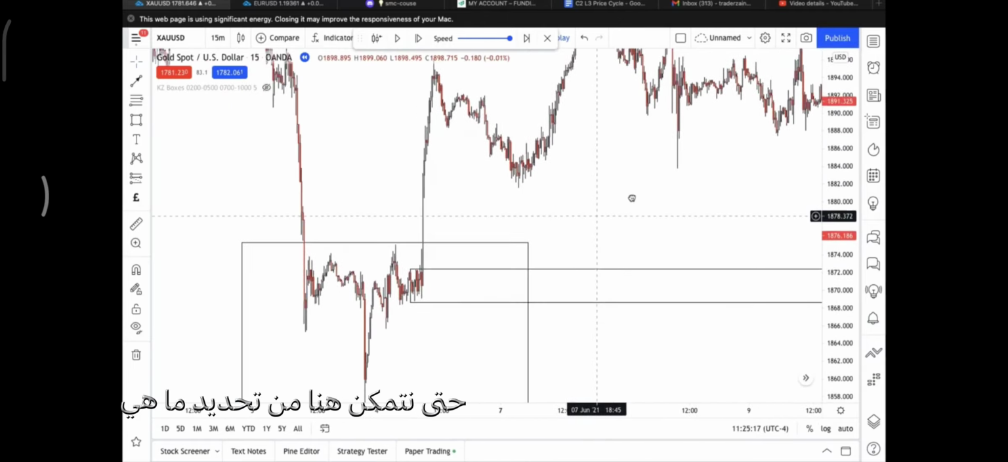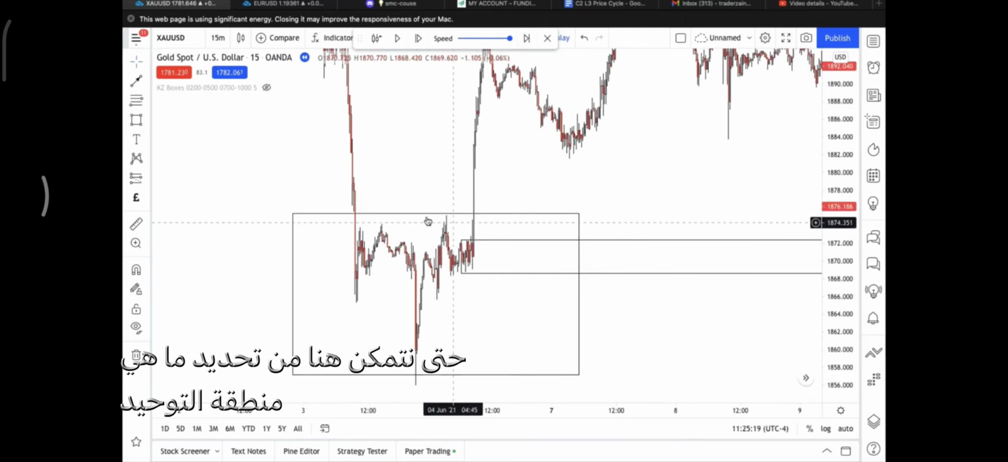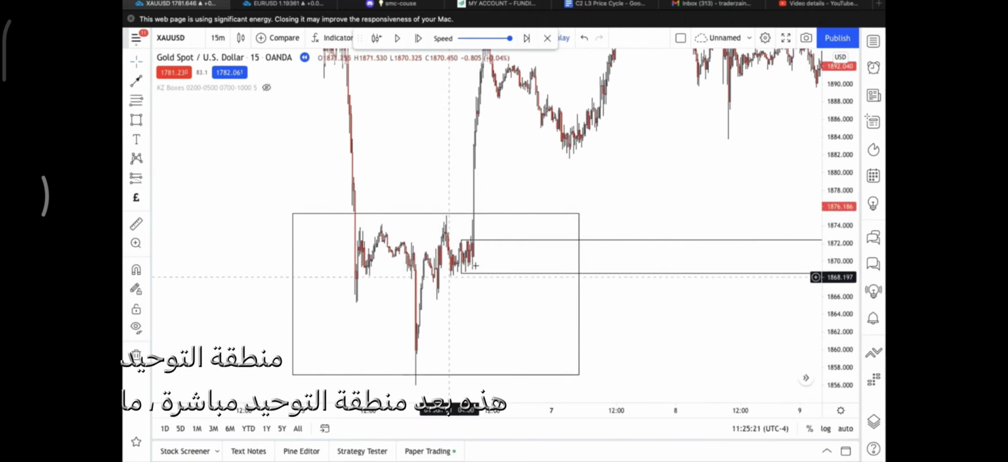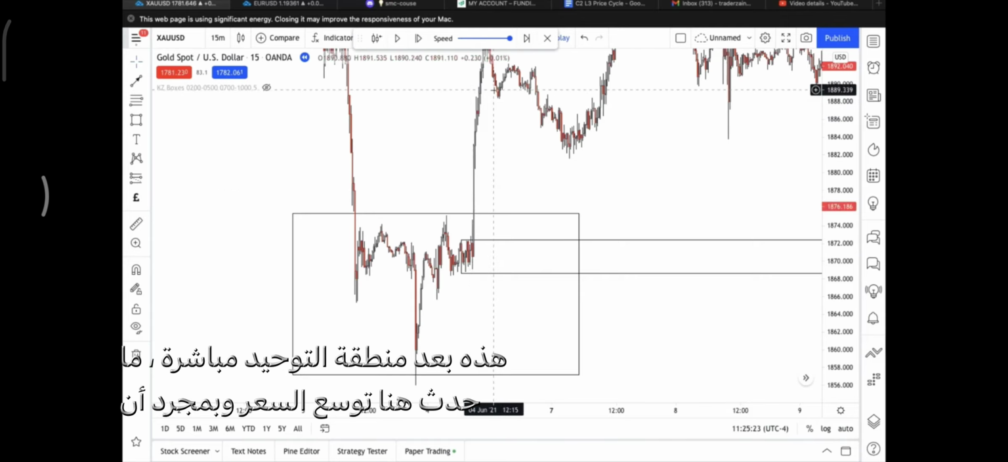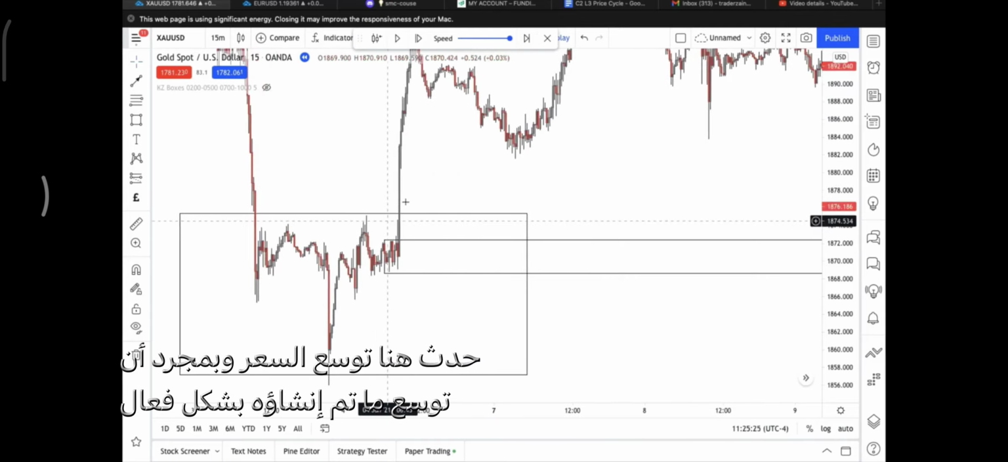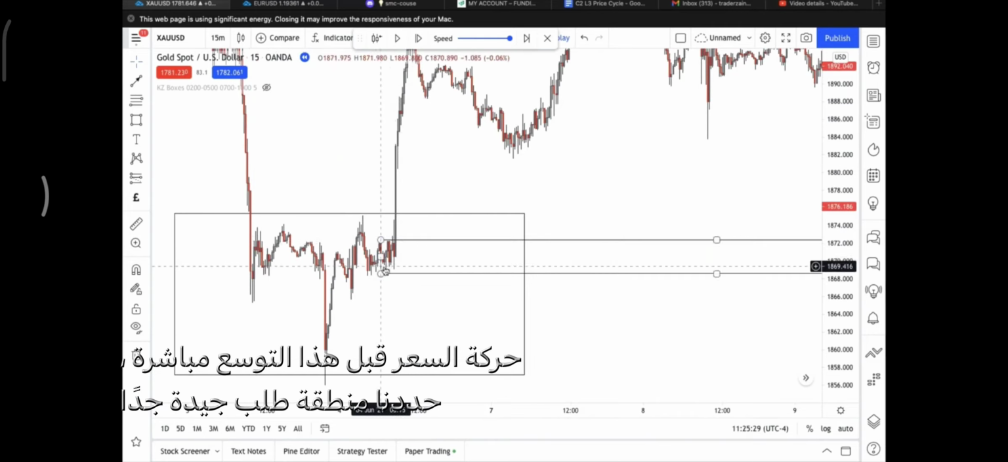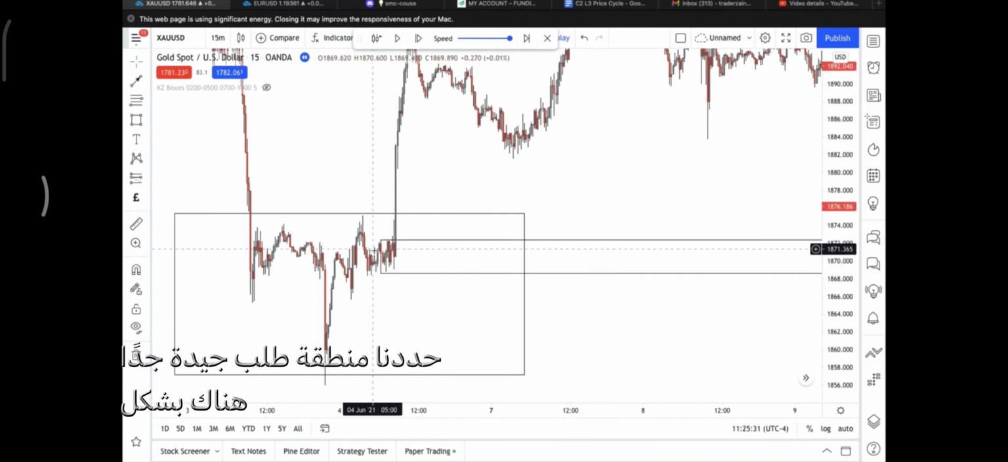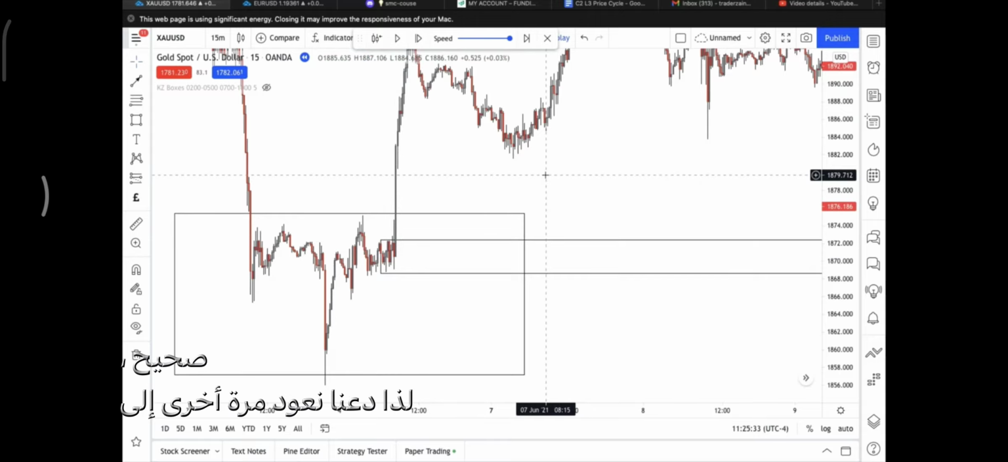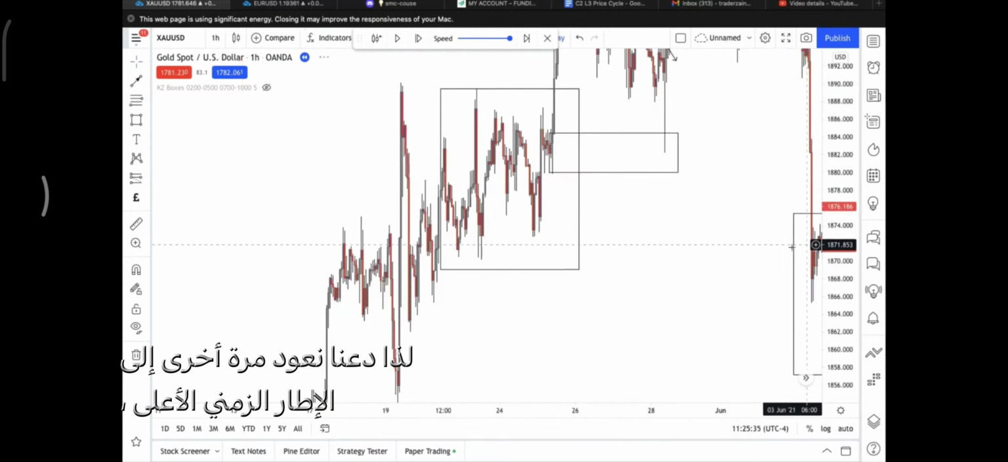So, as we can identify here, what is this? An area of consolidation, right? After this area of consolidation, what happened here? Price expanded. And once it expanded, what did it create? Inefficient price action. Just before this expansion, we identify a very nice area of demand right there. Correct? So let's head over back to the higher time frame.